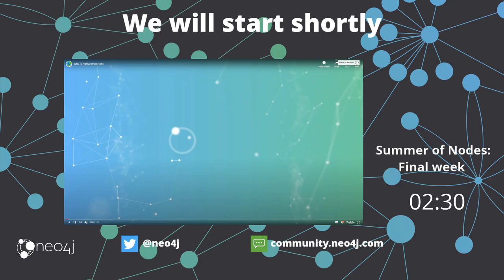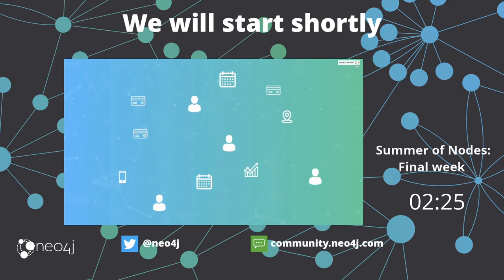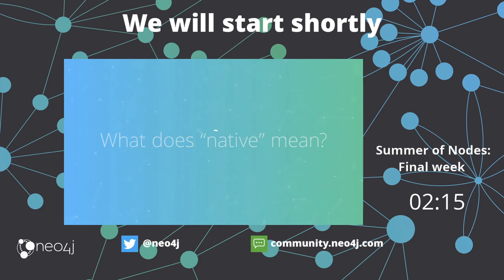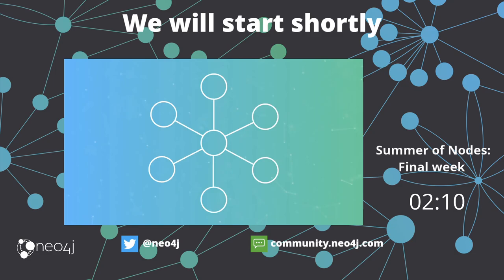Neo4j is the number one database for connected data, built from the ground up to leverage not only data, but also data relationships. Neo4j is a native graph database, which makes it critically different from other data stores. But what does native even mean? Neo4j is designed around a simple yet powerful optimization. Each data record or node contains direct pointers to all the nodes that it's connected to.